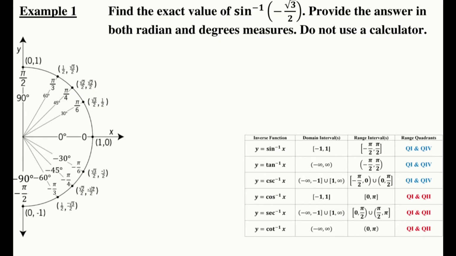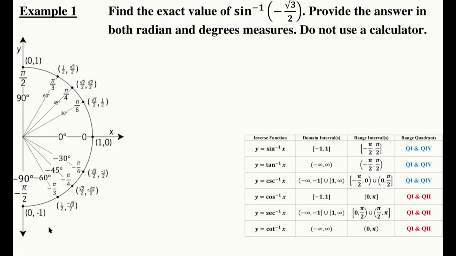All right, in this first example, we're going to be looking for the inverse sine of negative square root of 3 over 2, and we want to give the answer in both radian and degree measures. So of course we know that for inverse sine we're going to be looking for some angle in this interval from negative pi over 2 to pi over 2 whose sine happens to be negative square root of 3 over 2. Remember that when you're looking at the unit circle, the sine corresponds to the y coordinate of each of these ordered pairs.